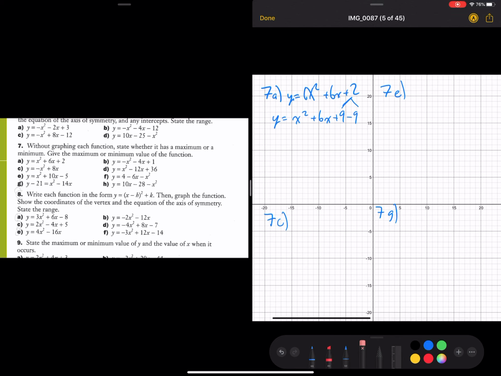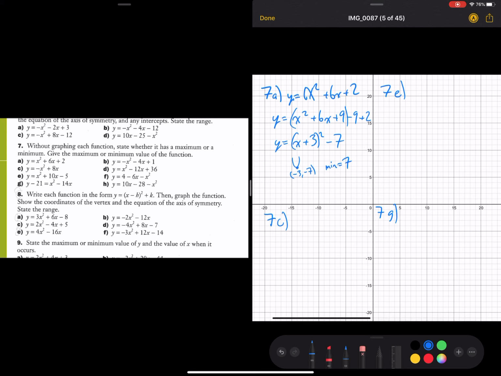Oh, let's add the 2 later. Plus 2. So this is going to be our perfect square: x plus 3 squared minus 7. Okay, so it's going to look like this. Guess what this vertex is going to be? It's going to be minus 3, minus 7. So what does it ask us to do? It has a minimum, equals minus 7. Done. That's all it asked us to do.